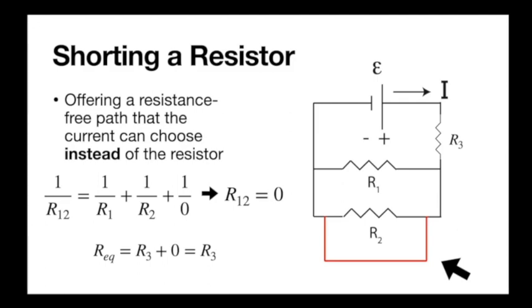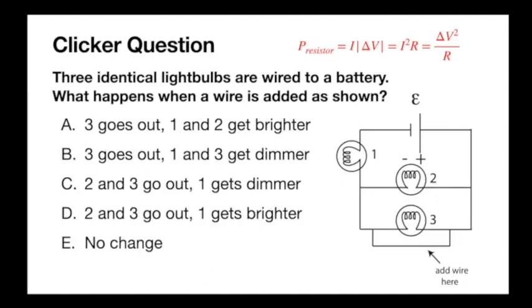So let's do a clicker question on this. This one's kind of tough. Well, maybe not. I don't know. Three identical light bulbs are wired to a battery. What happens when a wire is added, as shown?